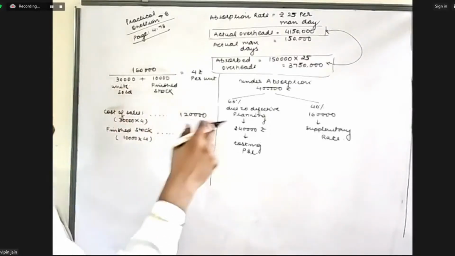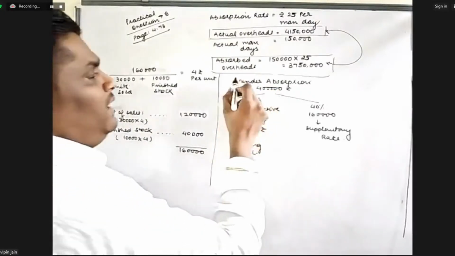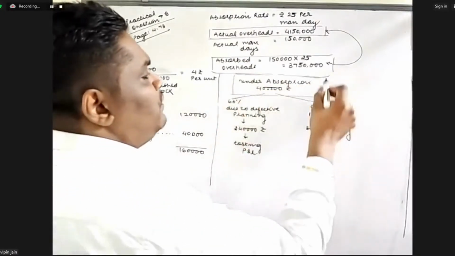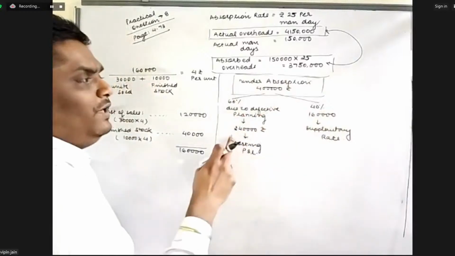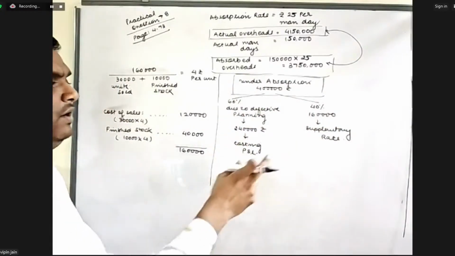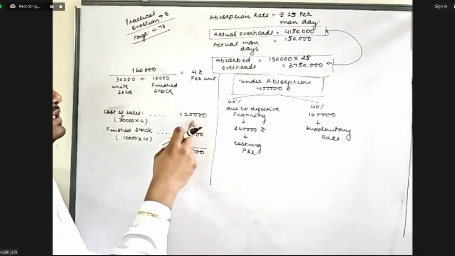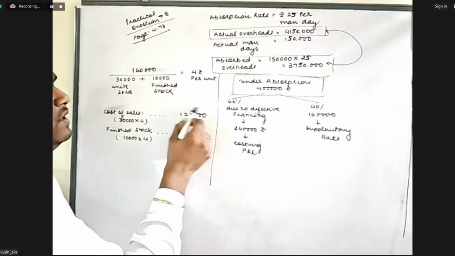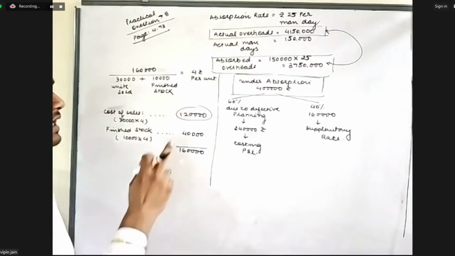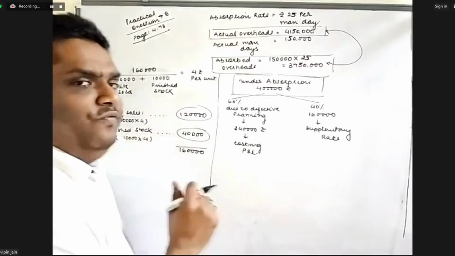So when talking about the treatment of under absorption of 4 lakh rupees, 2,40,000 will be transferred to costing P&L. Now remaining 1,60,000: 1,20,000 will be transferred to costing P&L because the cost of sales will be increased, and 40,000 will increase the value of stock. So it will be charged to finished stock.